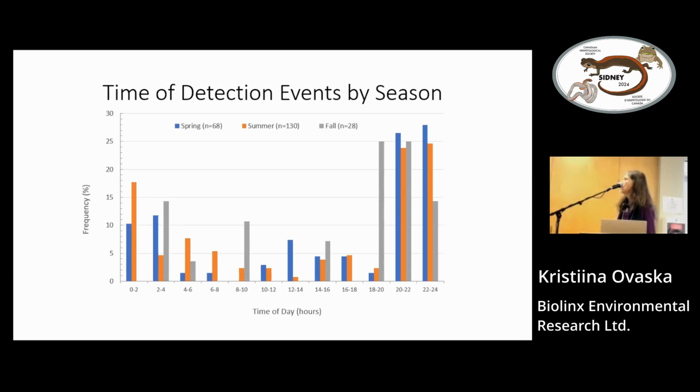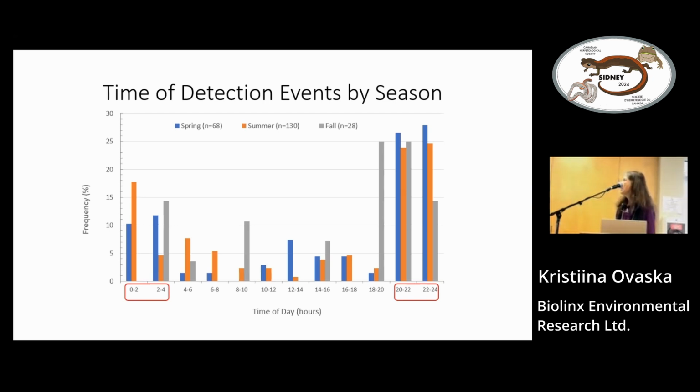There's something else that's really interesting that has come out of monitoring these snakes 24 hours a day: the time of the detection events by season. So the blue is spring, summer is orange, and the fall is the gray. The time of day is at the bottom there, on the 24-hour clock. So they start their activity around 8 o'clock in the evening and continue until about 4 a.m. So they're mostly nocturnal.